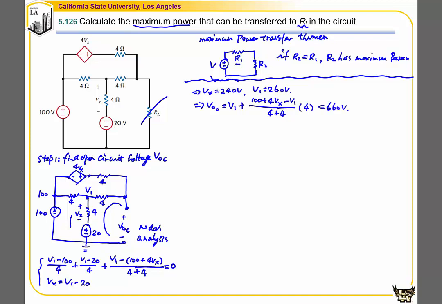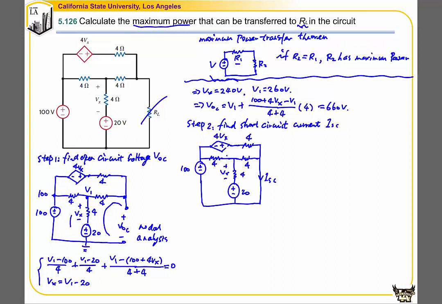So step 2, we're going to find the short circuit current, ISC. Let's draw the circuit. This circuit is something similar to the one that we dealt with in chapter 3. So you can either use nodal analysis or loop analysis to find the short circuit current ISC. If you use loop analysis, you will have 3 mesh currents and 3 equations, and on top of that another equation for the control variable. So in total you have 4 equations to solve. If you use nodal analysis, in total you will have 2 equations. So actually nodal analysis for this problem is simpler compared to loop analysis.